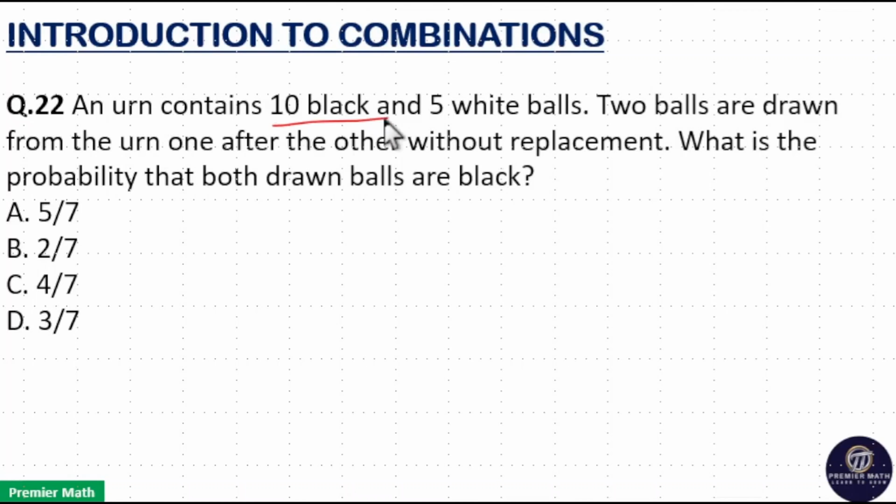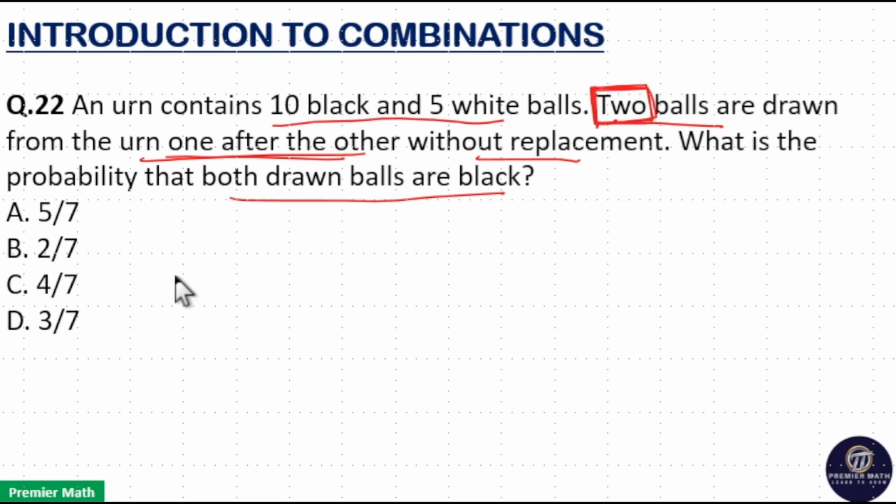An urn contains 10 black and 5 white balls. 2 balls are drawn from the urn one after the other without replacement. What is the probability that both drawn balls are black? Here you can do this in 2 methods. I will explain both the methods. Here this is a one after the other event. There are 2 events, that is drawing the first ball is the first event and drawing the second ball is the second event. Now to get the probability of the total event, you should multiply these 2 events together.